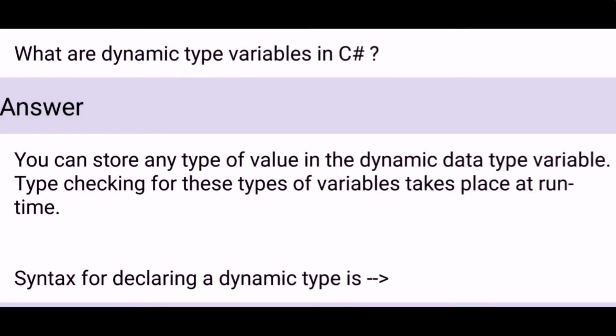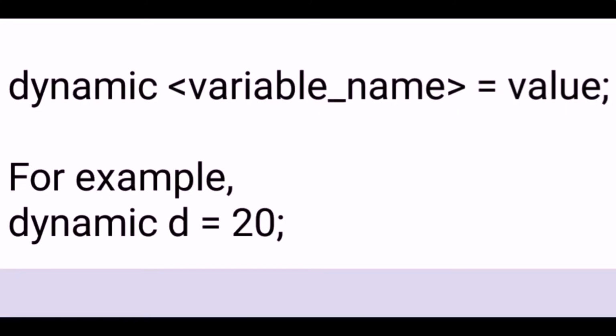What are dynamic type variables in C#? You can store any type of value in the dynamic data type variable. Type checking for these types of variables takes place at runtime. Syntax for declaring a dynamic type is dynamic variable name equals value. For example, dynamic d equals 20.